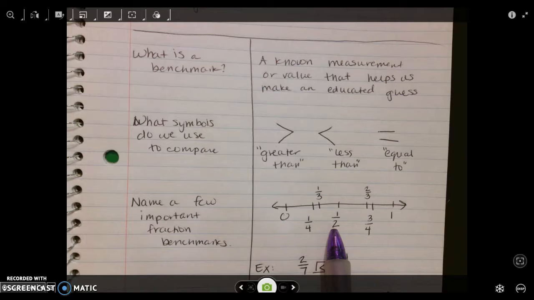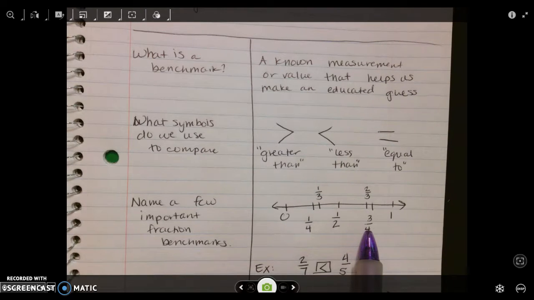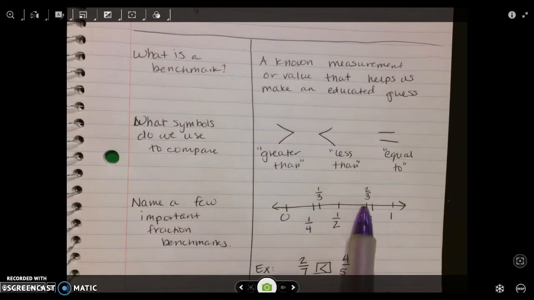So knowing where your fourths are, which I have them labeled here, 1/4 and 3/4, and then also knowing your thirds, 1/3 and 2/3. Now, knowing where those are will help us in the future, but really the biggest one that we need to make sure that we always know is 1/2. And then we want to try and push our understanding in knowing our thirds and our fourths too.